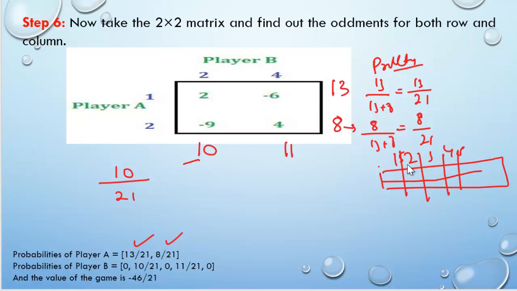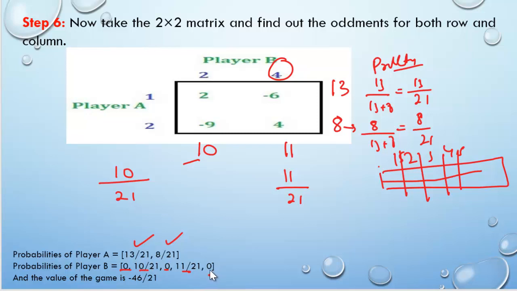For 1, 3 and 5 we have zeros. For 2 I got 10 divided by 21, and for the 4 I got 11 divided by 21. 11 divided by 10 plus 11, that is 21. So 11 divided by 21 is the probability, and 0 for the fifth column because I'm not taking that. So probability of player B is 0 for the first column, 10 divided by 21 for the second column, 0 for third, 11 divided by 21 for the fourth column, and 0 for the fifth column.